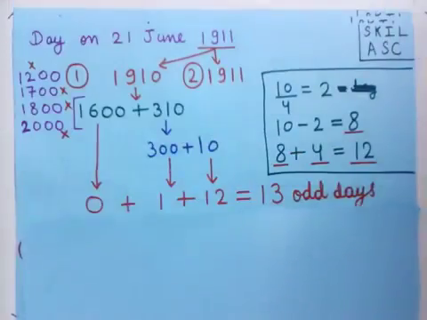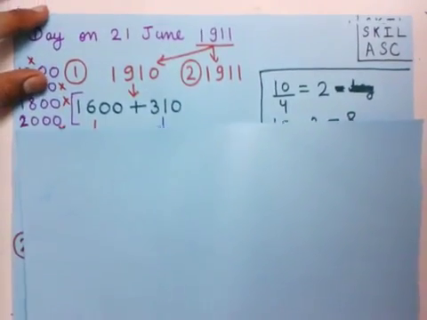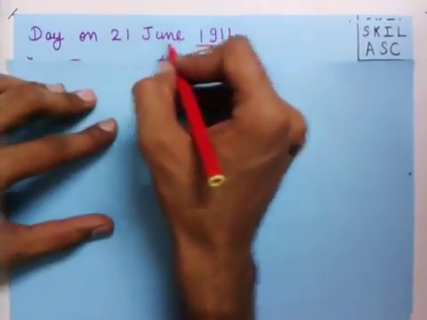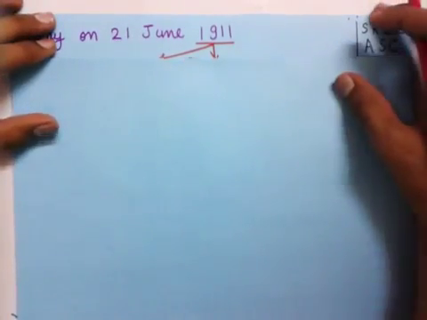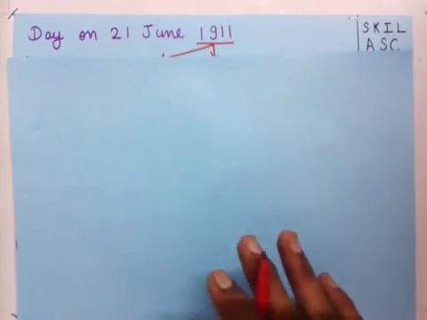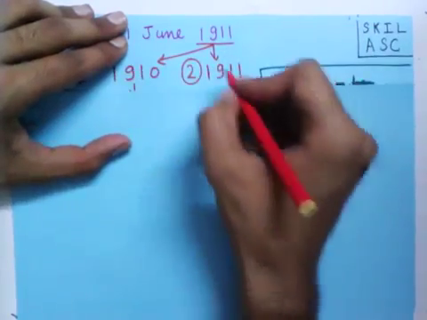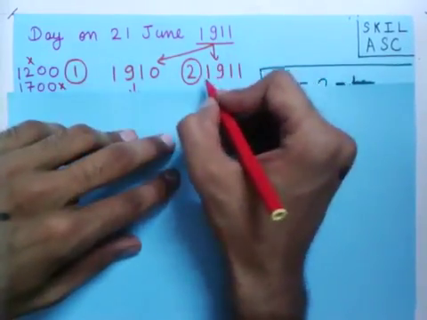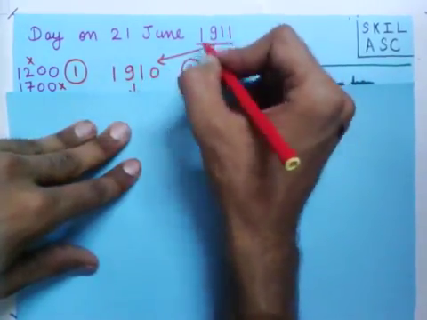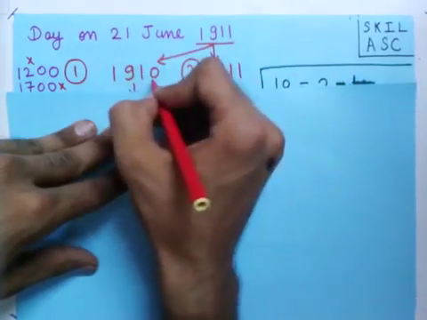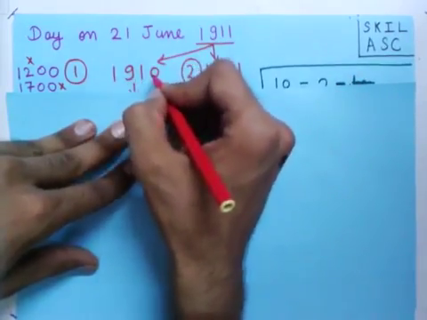Now we go ahead and start the examples. Suppose we have to find the day on 21st June 1911. We will follow a few steps. The first step is to write the year which is given to you, 1911, as it is. Now again you have to write a year which is one less than this year. You see, 1910 is one less than 1911, so we write here 1910.